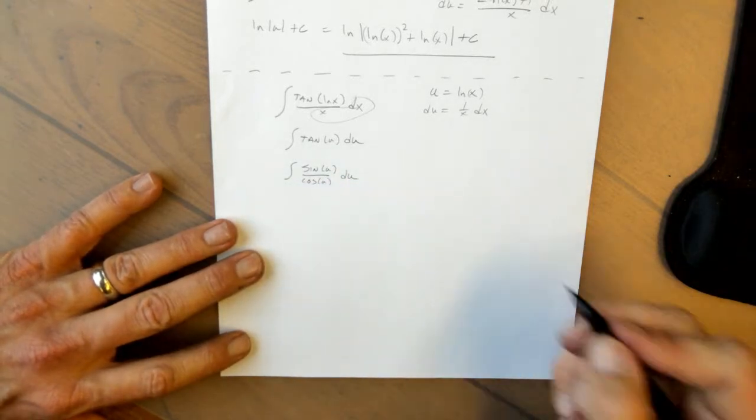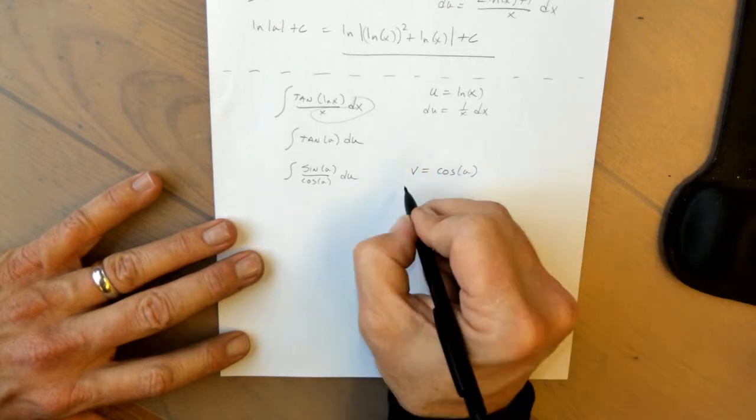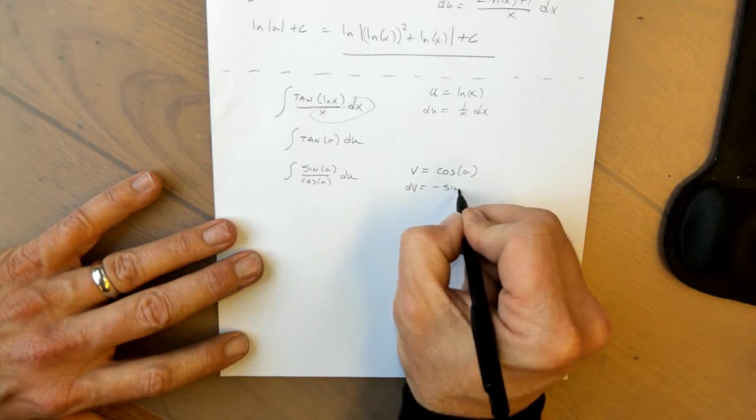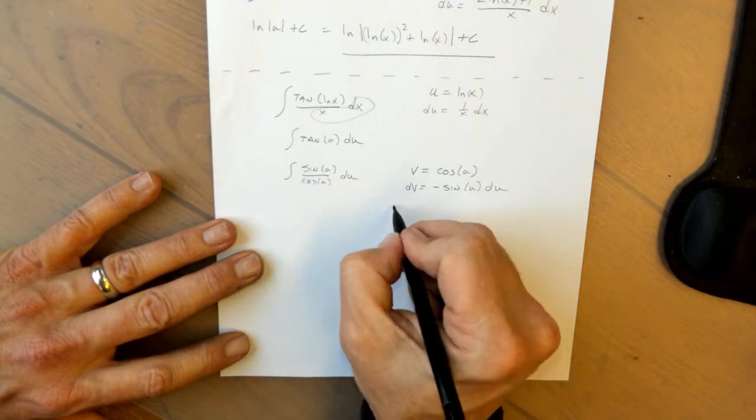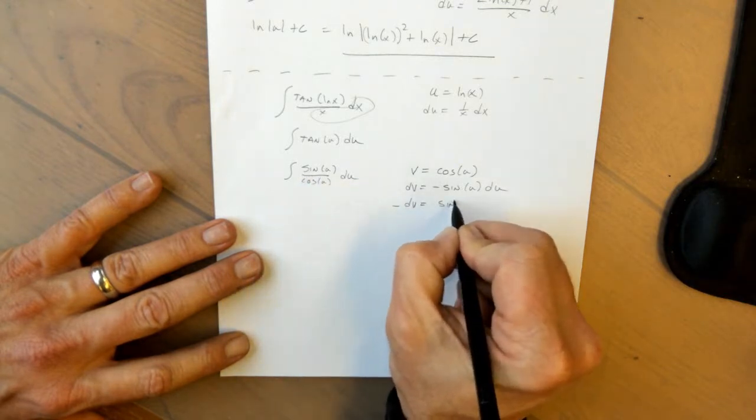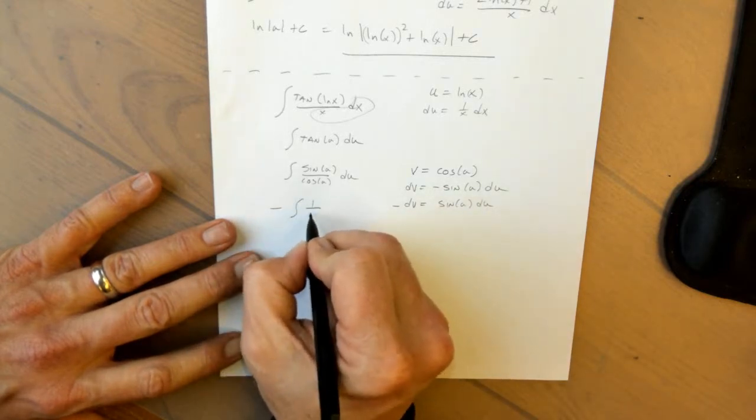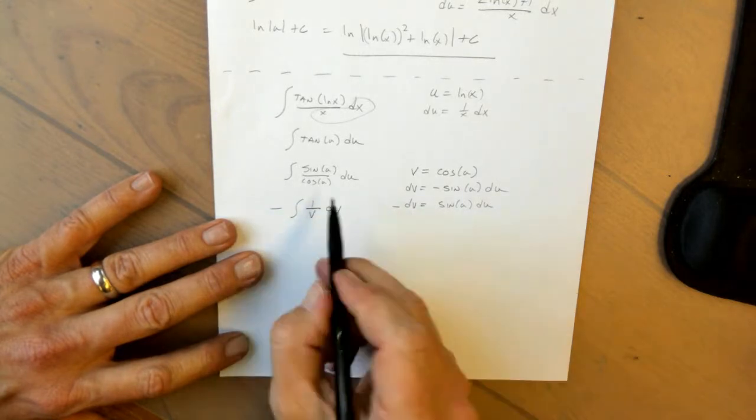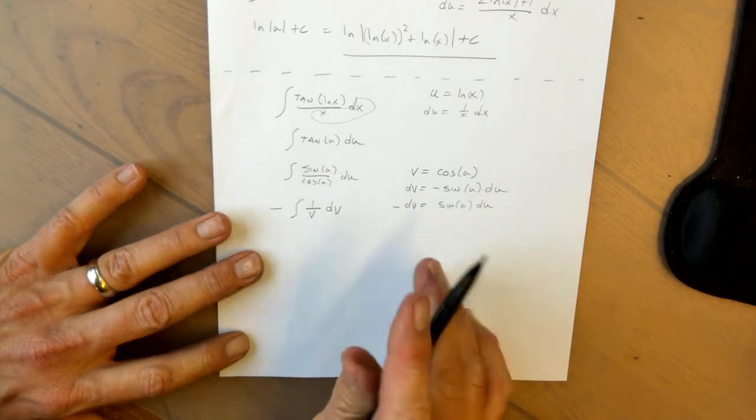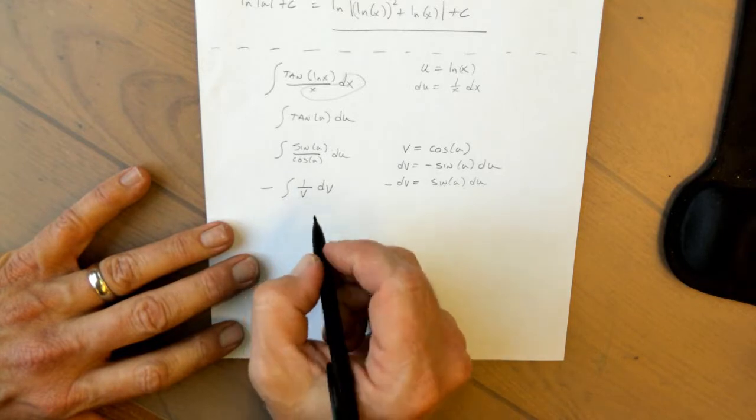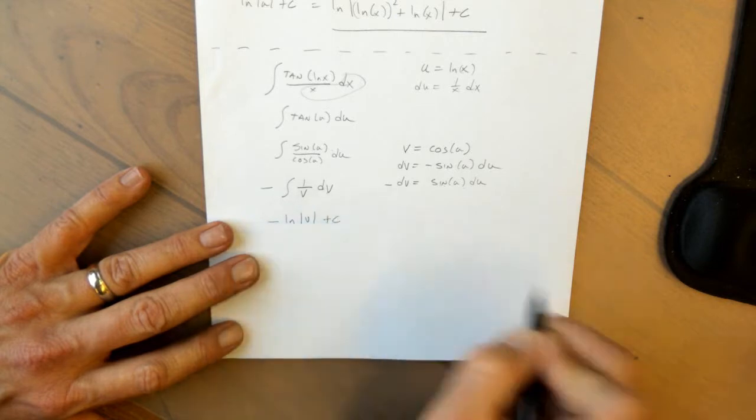And we're going to do a v substitution. So I'm going to let v be the cosine of u. dv is minus sine u du. Our integrand is a positive, so we have a minus dv equals sine u du. So now we have negative 1 over v dv. Sine u du is negative dv, and then the cosine is the 1 over v. Okay, so the antiderivative of the 1 over v is natural log of the absolute value of v plus c.